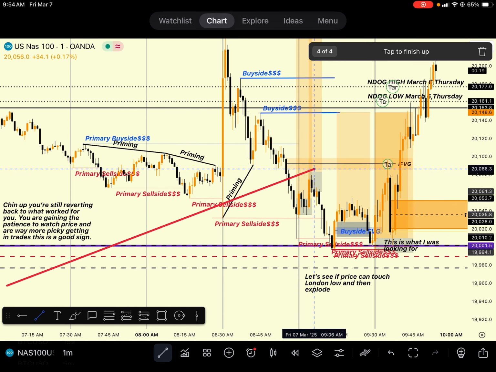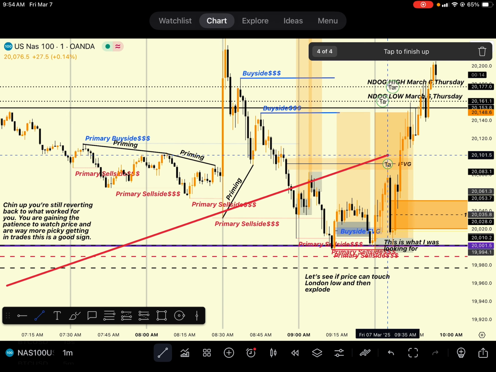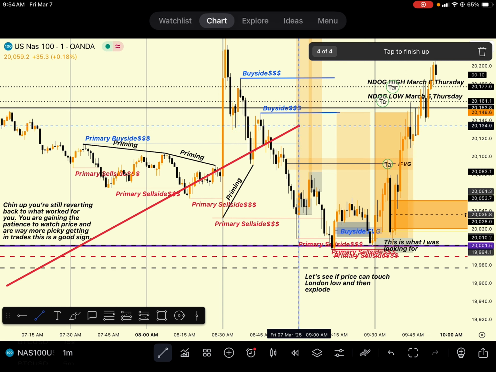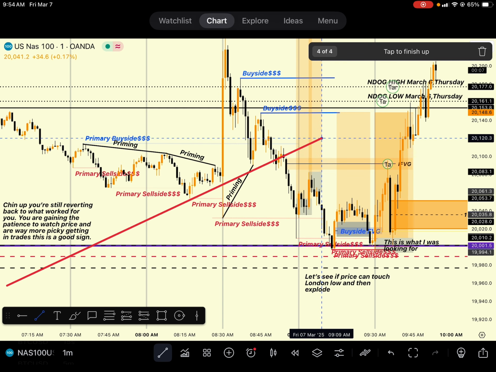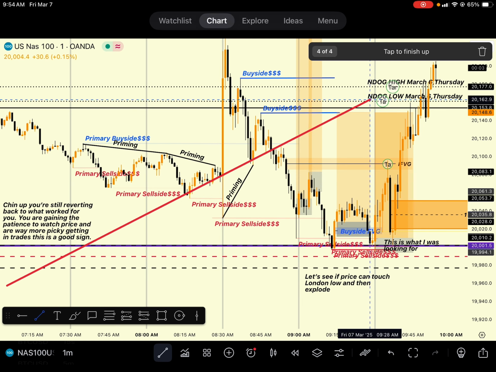I seen this inverse fair value gap. Well, basically, I wanted this sell side fair value gap to be an inverse fair value gap, so I can go ahead and use it as a bounce off, and just after that, target my original draw on liquidity.